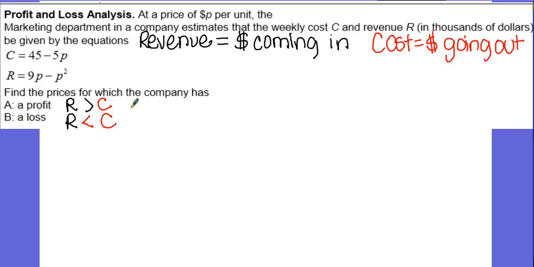Thankfully, I don't have to solve this problem twice to get that. In my profit, what kind of numbers will I be looking for? Positives or negatives? So let's pick up our black pen and write the words positive. We are looking for positive numbers. If we're looking for a loss, we are looking for negative numbers.